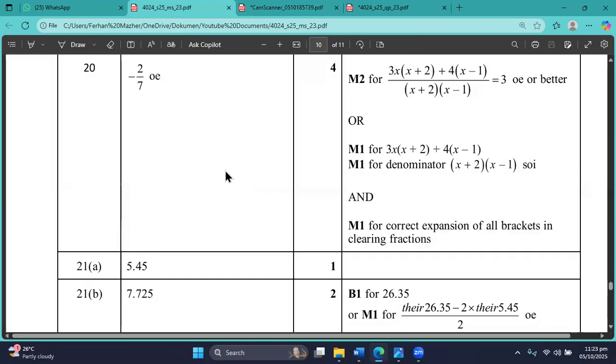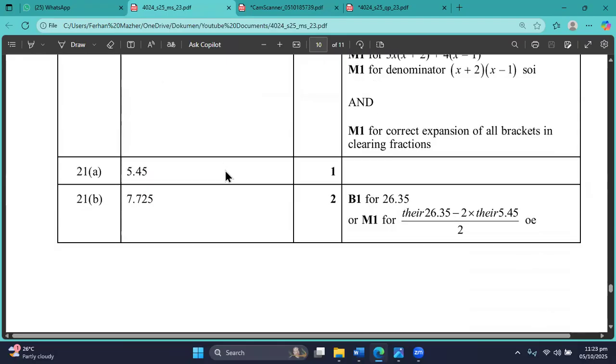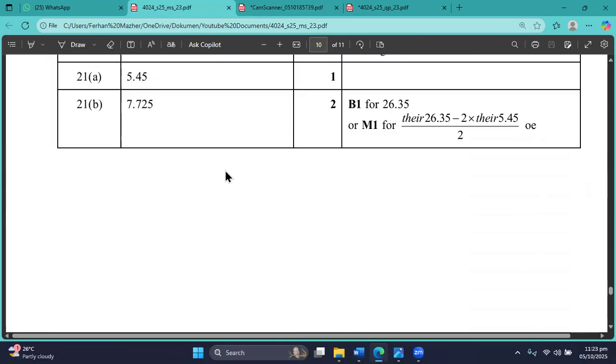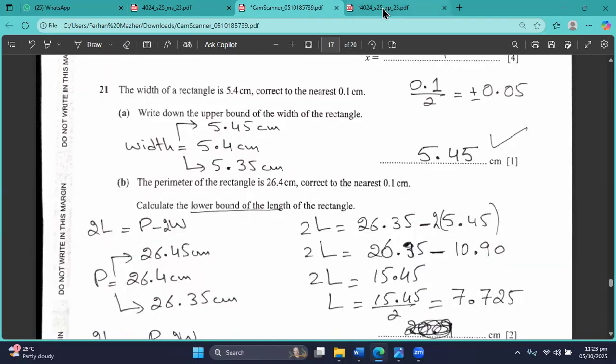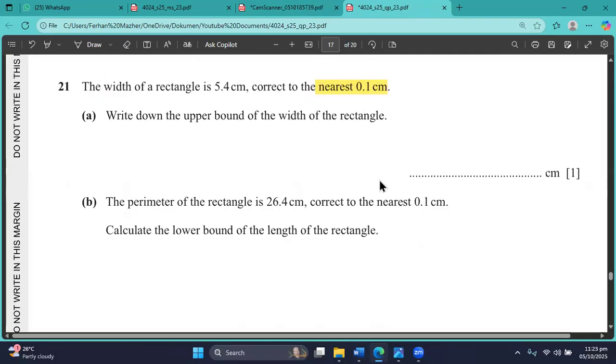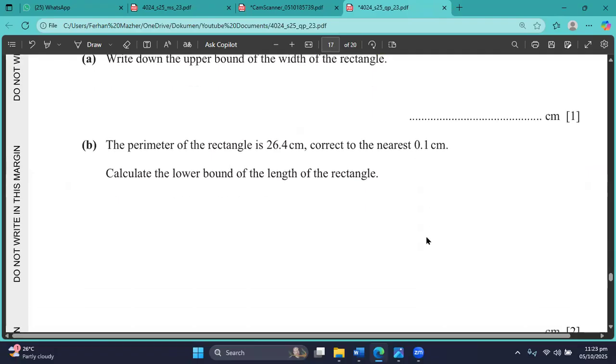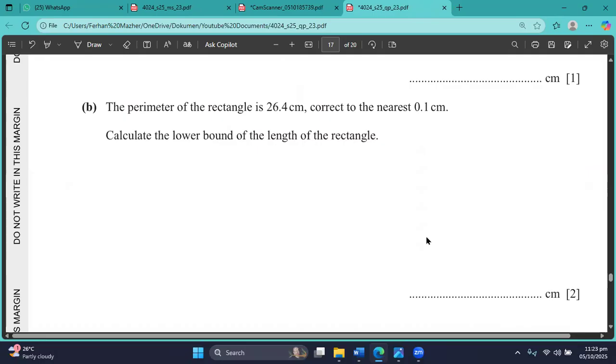centimeter. Question number 21. 5.45 centimeter is the right answer, sir. Okay. Then he says that the perimeter of a rectangle is 26.4 centimeter, correct to the nearest 0.1 centimeter. Calculate the lower bound of the length of the rectangle. So this is also correct to 0.1.